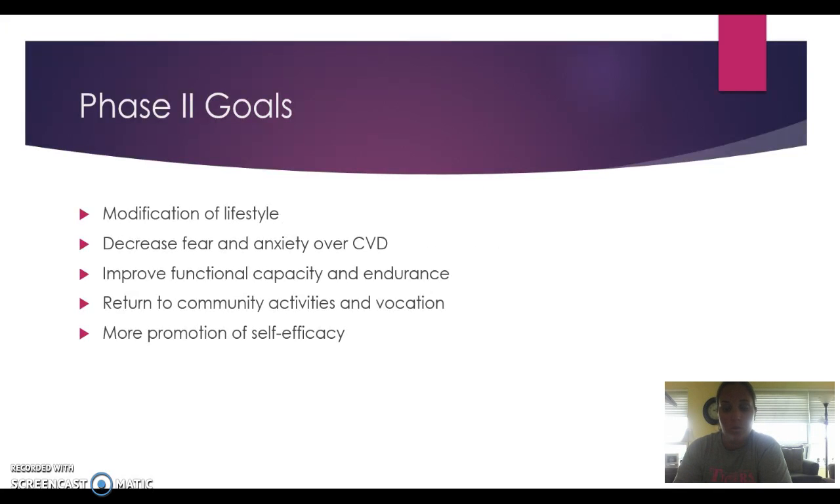Phase 2 goals: modification of lifestyle, decrease fear and anxiety over CVD, improve functional capacity and endurance, return to community activities and vocation, promotion of self-efficacy.